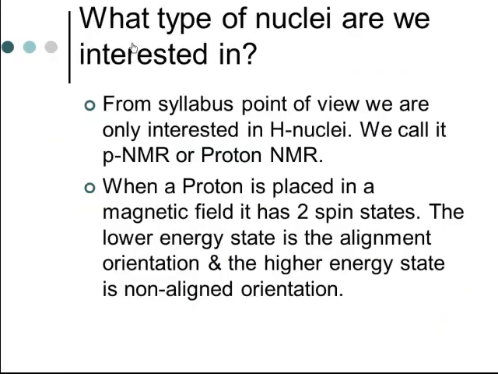Now, from our syllabus point of view, what type of nuclei are we interested in? If we limit ourselves only to the syllabus, then we are interested in hydrogen nuclei, that is protium, which has an odd number of protons, which is 1, and 0 neutrons, which is even, and as a consequence has a half integral spin. So the spin quantum number for protium is half. So we are interested technically in a type of NMR called PNMR or PMR, which stands for proton nuclear magnetic resonance.